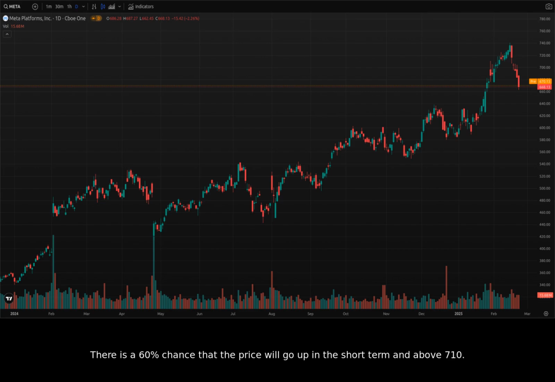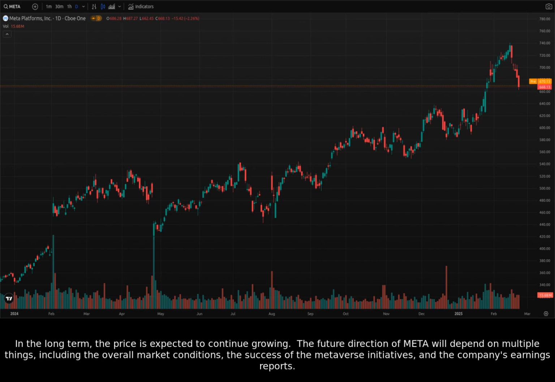There is a 60% chance that the price will go up in the short term and above 710. This is because there's a lot of bullish news, but there is still a bearish bias in the market. If the bullish news continues to gain traction, it could reinforce this likelihood. However, if negative news continues to increase, the price could continue to fall. In the long term, the price is expected to continue growing.